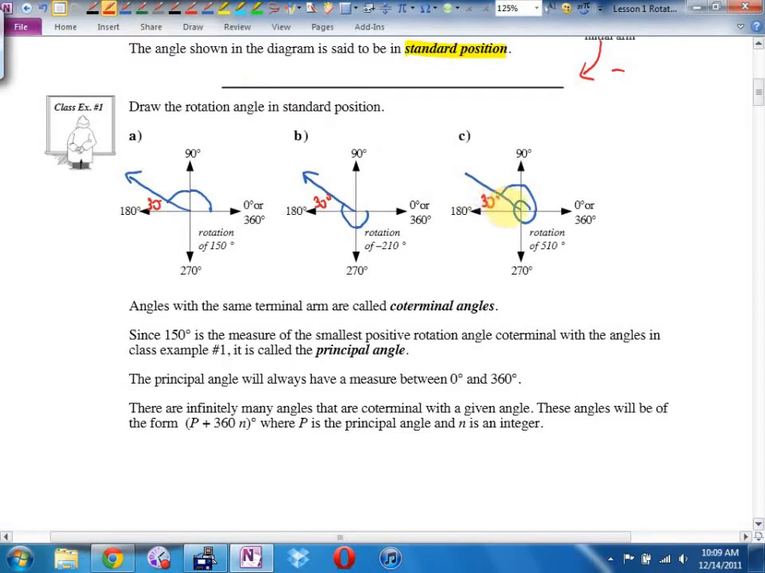In fact, all three of these have the same terminal arm. There's an infinite number of angles that actually end up in this location. Instead of going once around and stopping, I could have gone twice around, or three times around. Or I could go negative twice around, or negative three times around. Angles that have the same terminal arm are called coterminal angles. These three angles are all coterminal.